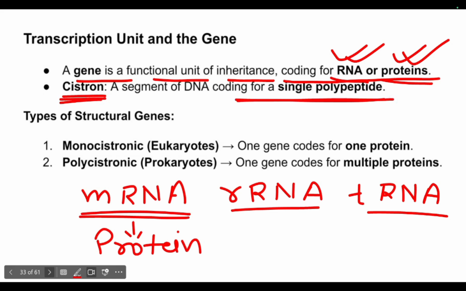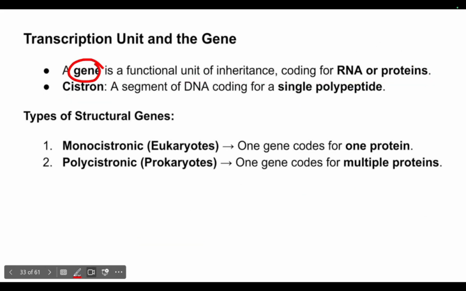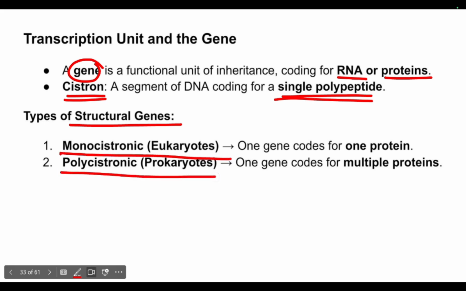So this is a very important difference between gene and cistron: a gene can code for RNA as well as protein, whereas a cistron codes for a single polypeptide. Cistron can be divided into monocistronic or polycistronic. Monocistronic means it will code for one protein, as found in eukaryotes, and polycistronic codes for multiple proteins, which is found in prokaryotes.